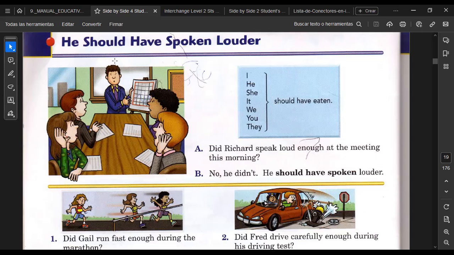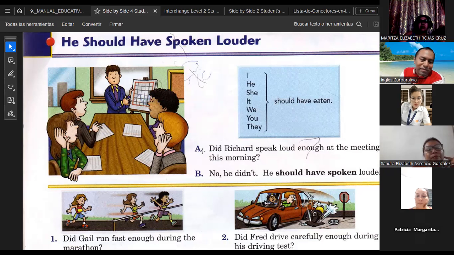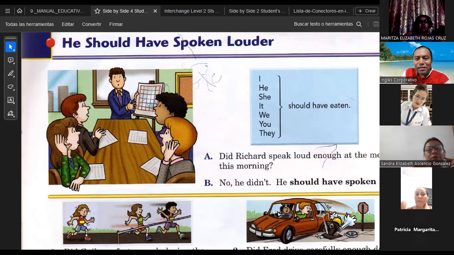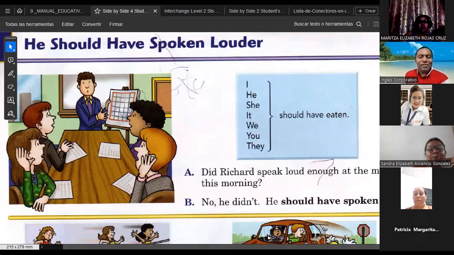For example, letter A, can you help me to read the letter A, please? Milagro, can you help me to read the letter A? Yeah, Richard? Sure. And Jimmy is because of my last name. Okay. Nice. Jimenez. Okay.